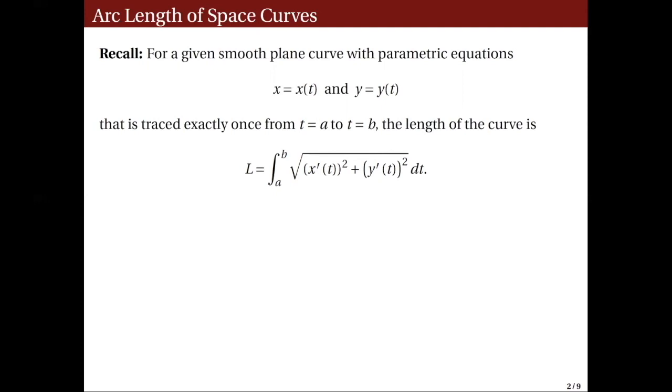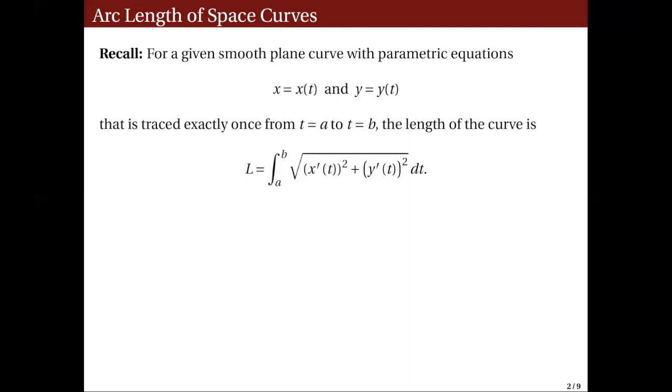The first condition is that it must be traced or traversed exactly once from t equal to a to t equal to b. And the second condition is that the curve must be smooth anywhere from t equal to a to t equal to b. Recall that smoothness is attained when dx/dt and dy/dt are never both zero on the said interval.